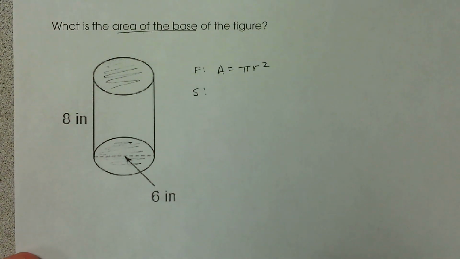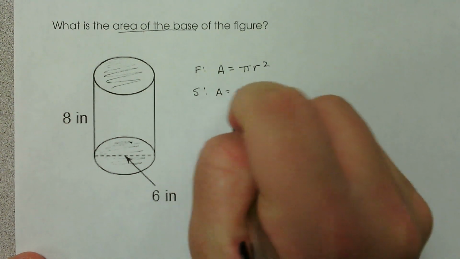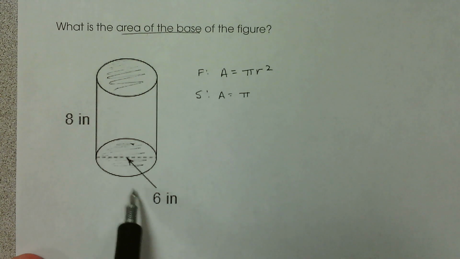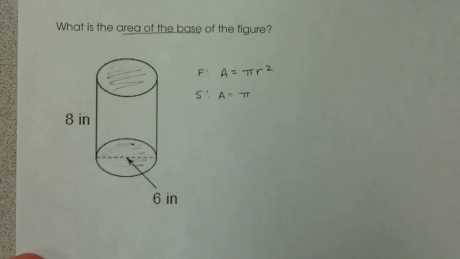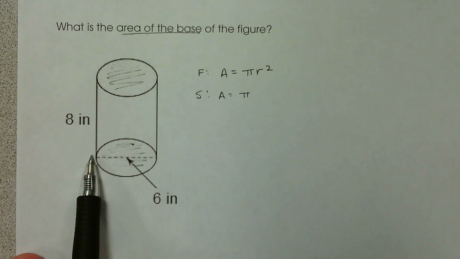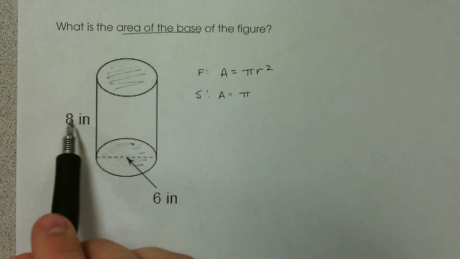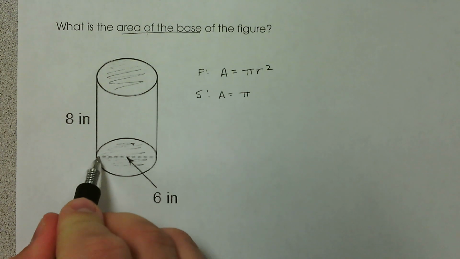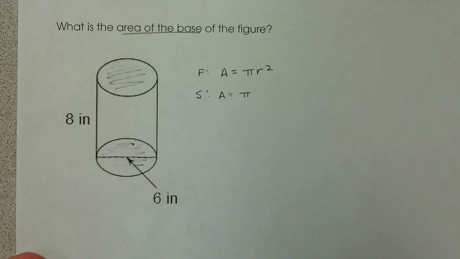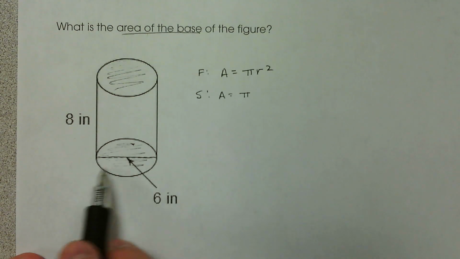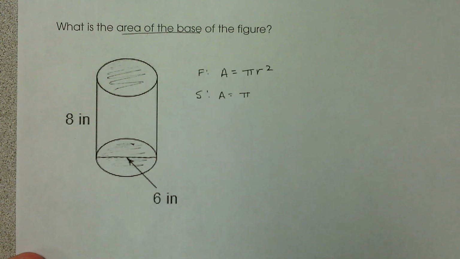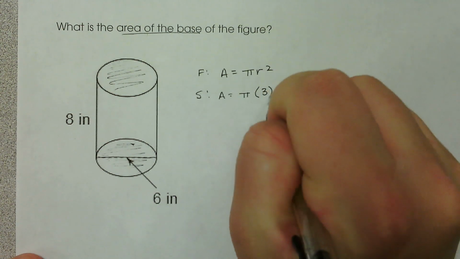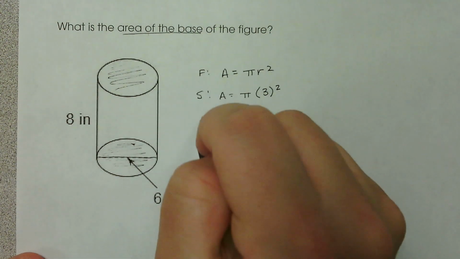I'll need to substitute. So it doesn't specify to use 3.14, so I am going to use pi. So pi. Now my radius, they gave me two measurements. One of these is the thing that talks about our circle. This 8 has nothing to do with our circle, so we're only going to focus on this 6. This 8 is irrelevant information at this point right now. So if we look at this 6, we look at what they gave us. This 6 is all the way across our shape, or our base. If 6 is all the way across, that's our diameter, so we need our radius. Half of 6 is 3, so we're going to have pi 3 squared.